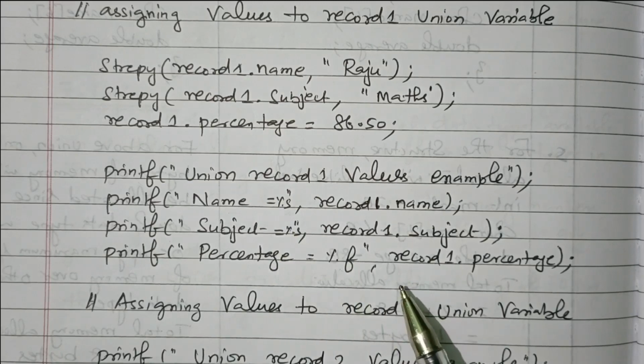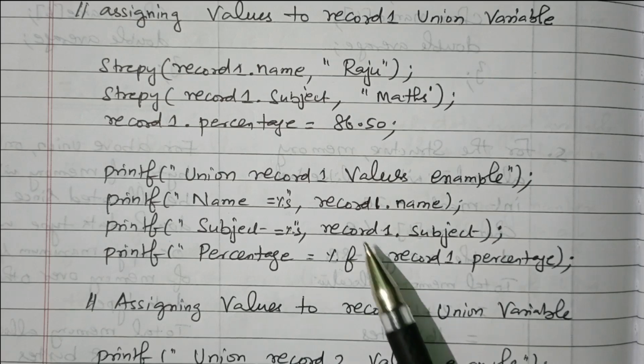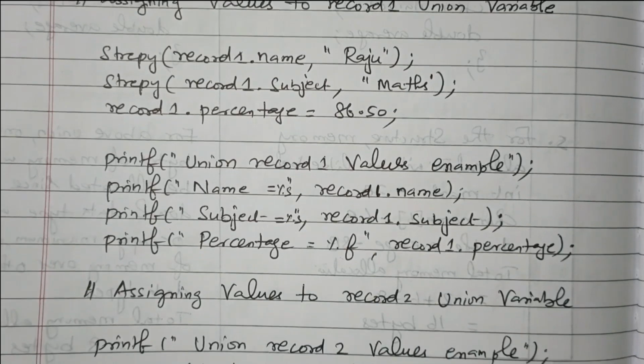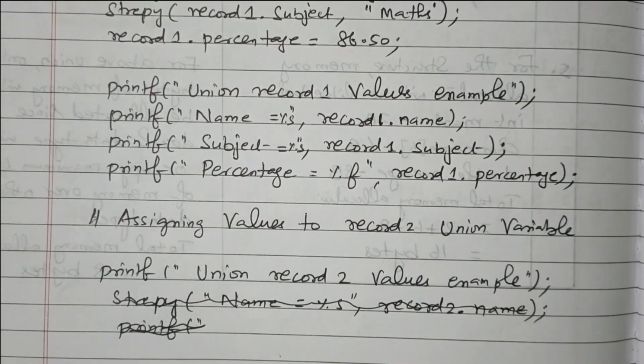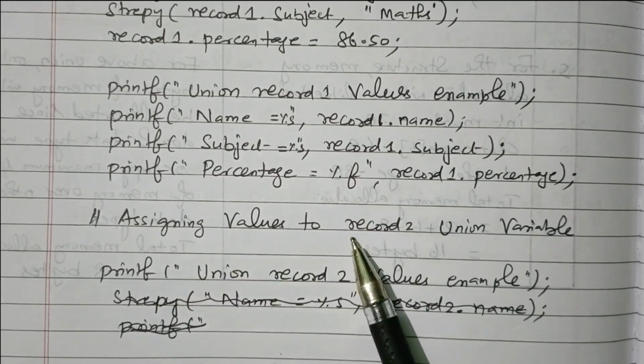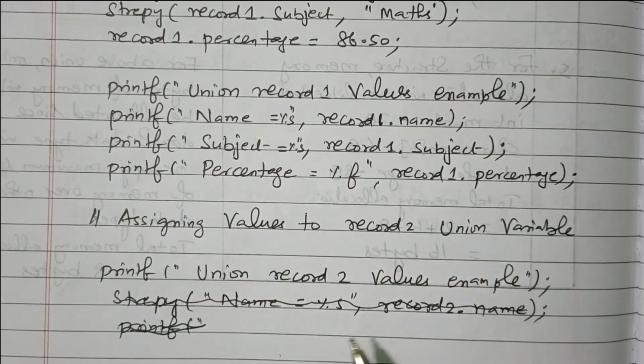We'll see the example output, to see what will happen. So these two are not printed. Only the final percentage will be printed. Now we'll go to the second student. Assigning value to the record 2 union variable. Printf of union record 2 examples. Now we'll see one by one.